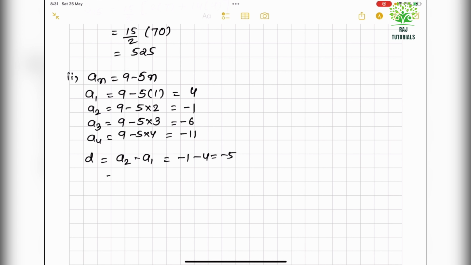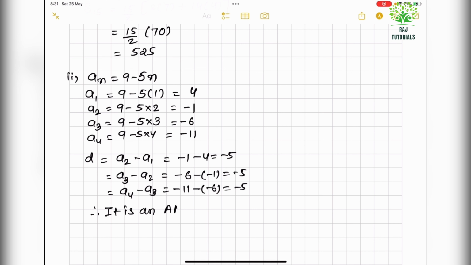If I want to find D, a2 minus a1, minus 1 minus 4, that is minus 5. a3 minus a2, that also will be minus 6 minus of minus 1, so minus 5. a4 minus a3, that also will be minus 11 minus of minus 6, so minus 5. Therefore it is an AP with D equal to minus 5 and A equal to 4.